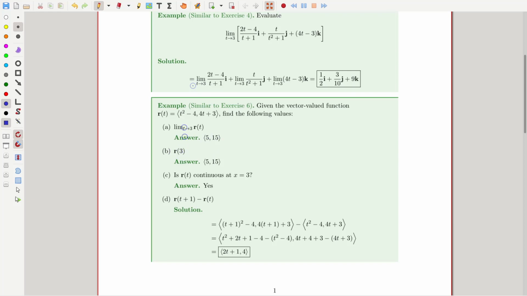Versus if you were to just evaluate this vector-valued function at 3, you would end up just plugging in directly. The reason that these two agree with each other, the reason there's no issue with that, is because the function is actually continuous at 3. Each of these functions is specifically continuous everywhere on the entire real number line, so they're continuous at 3.